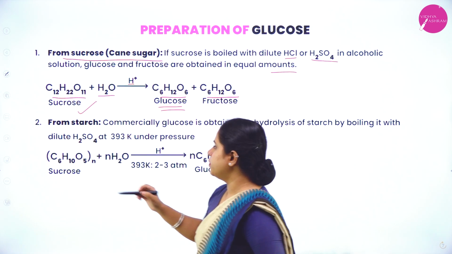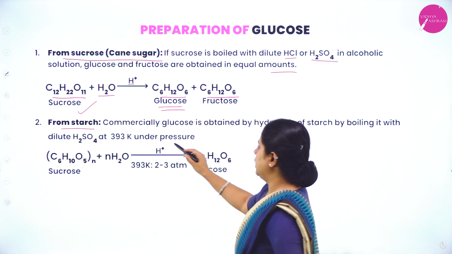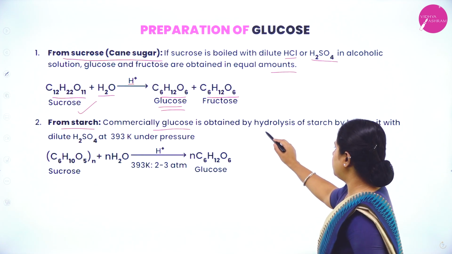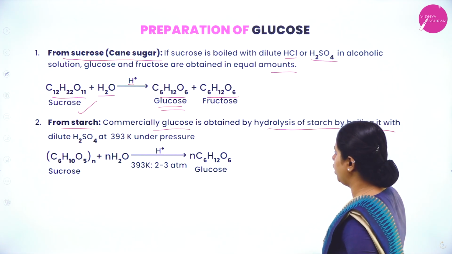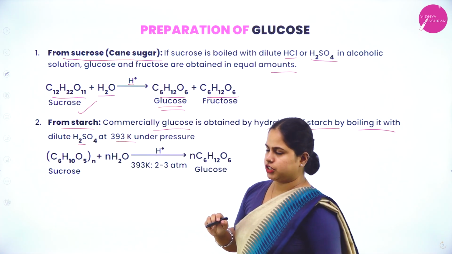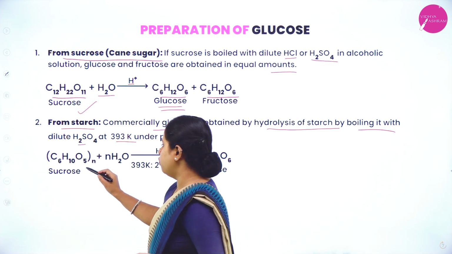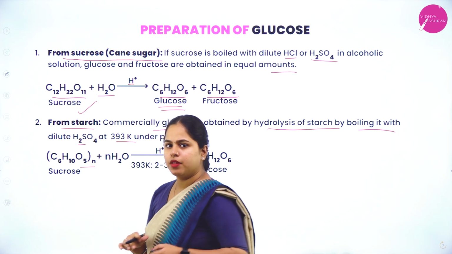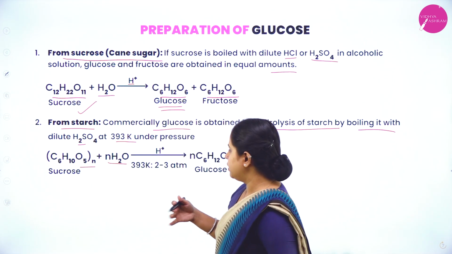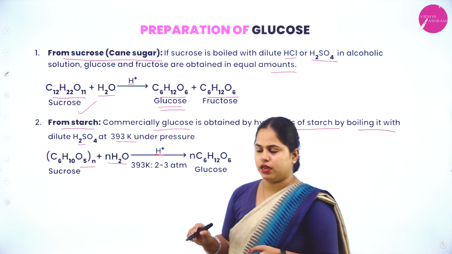The next one is from starch. So commercially glucose is obtained from this method. Glucose is obtained by the hydrolysis of starch by boiling it with dilute sulfuric acid at 393 Kelvin under pressure. So (C6H10O5)n, okay, this is a big polysaccharide unit, and n moles of water. Right, we are boiling it in the presence of an acidic medium. What are you going to get?